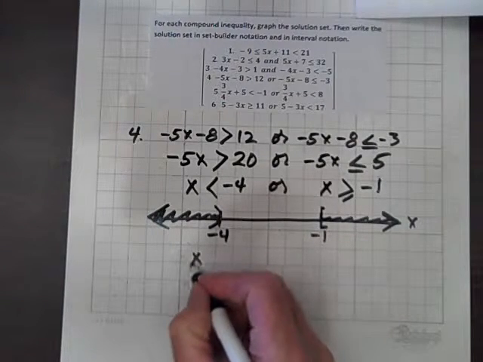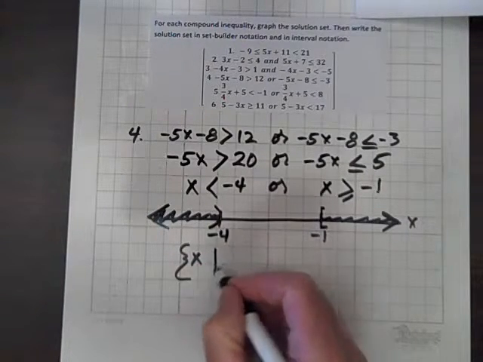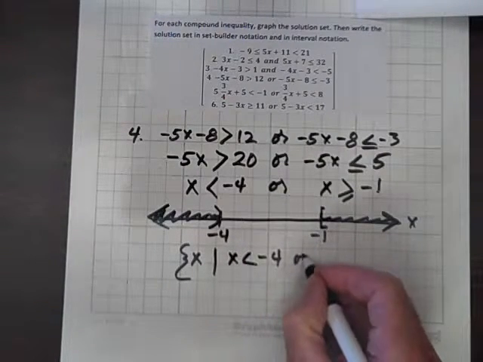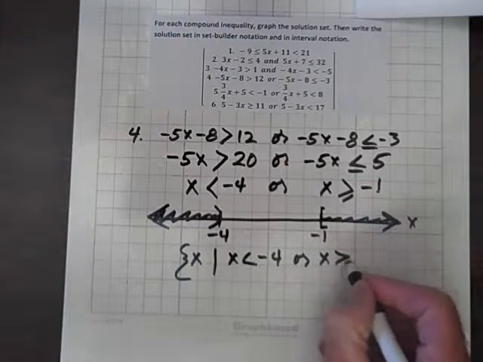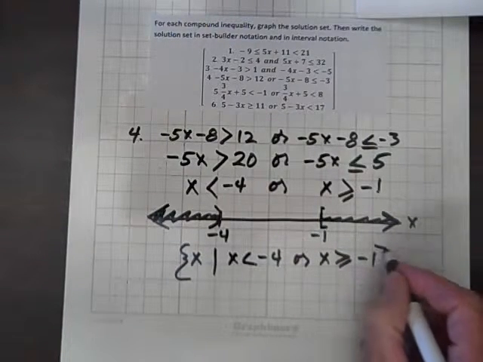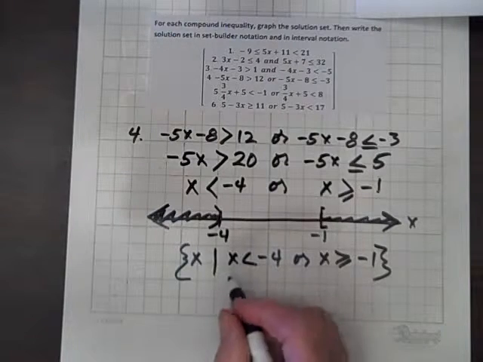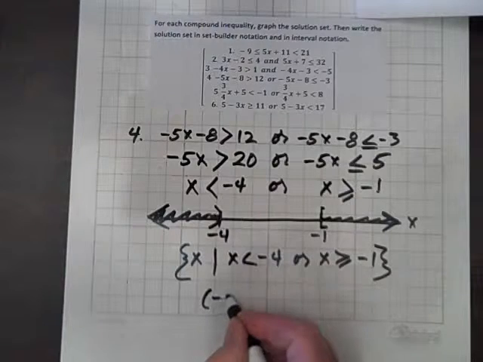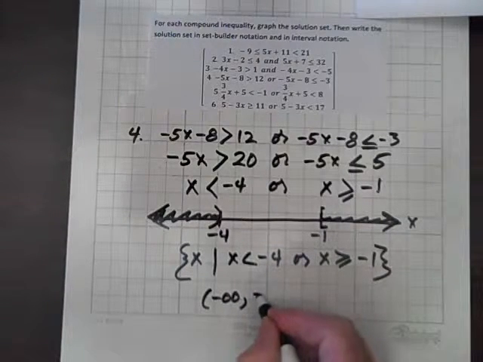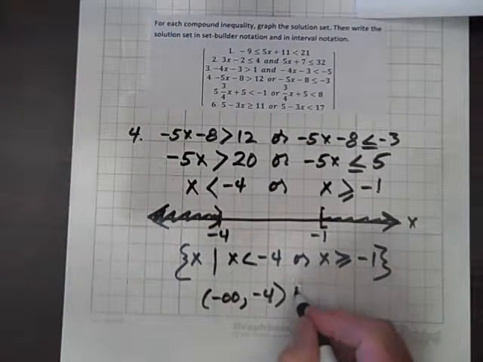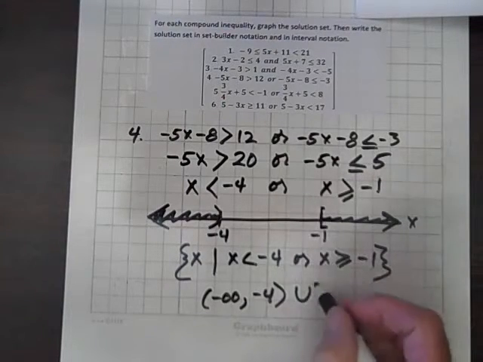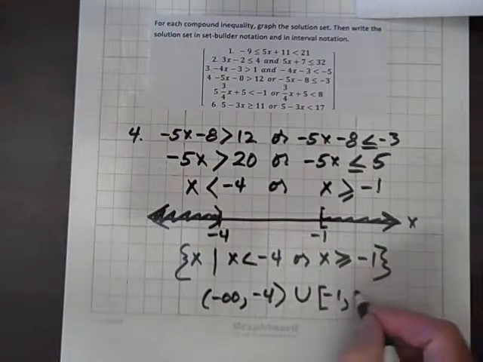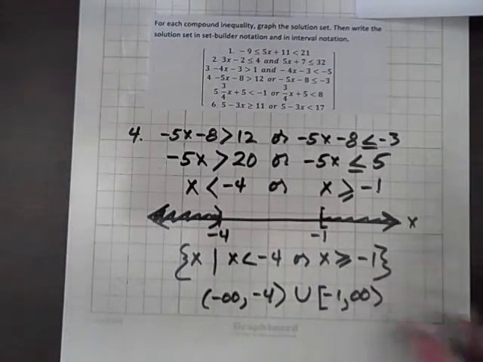So in set builder notation, we have the set x such that x is less than negative 4 or x is greater than or equal to negative 1. In interval notation, we have parenthesis negative infinity, comma, negative 4 parenthesis, union, which corresponds to the word or, bracket, negative 1, infinity, parenthesis.